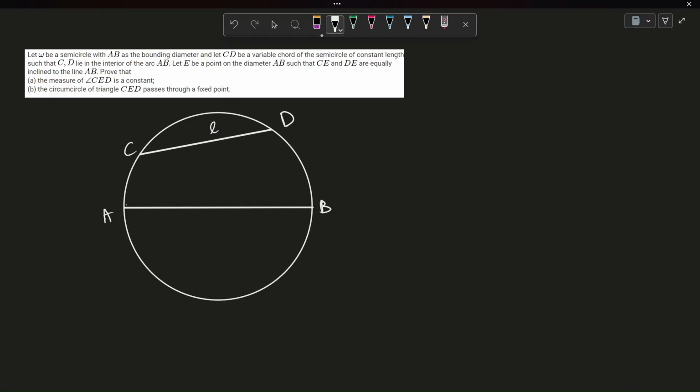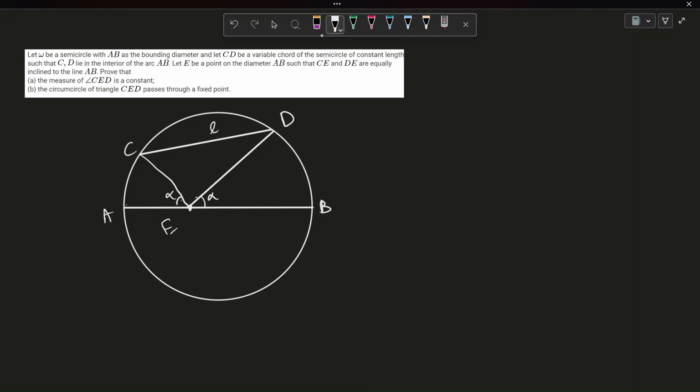And it says that CD lies on the interior of arc AB. Of course, CD lies on the upper half of the arc. Let E be a point on the diameter AB such that CE and DE are equally inclined to AB. So this means that suppose this is the point A, and we have that CE and DE make equal angle, are equally inclined. So this angle and this angle are same.